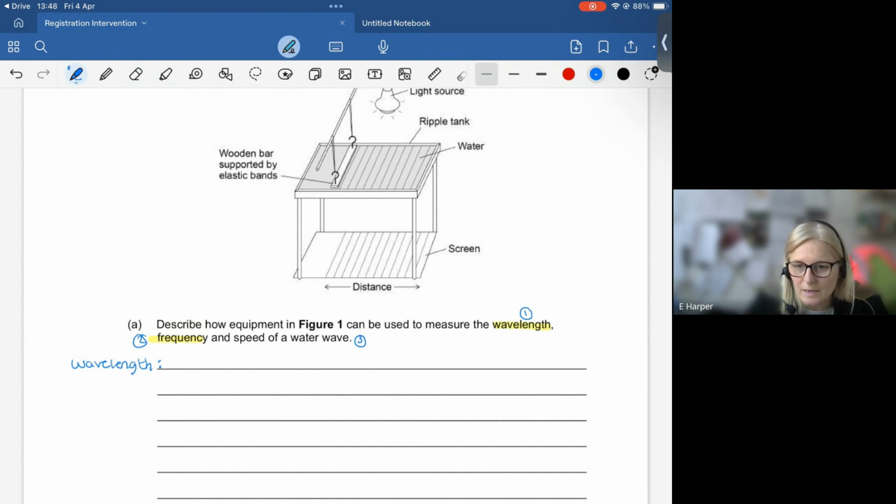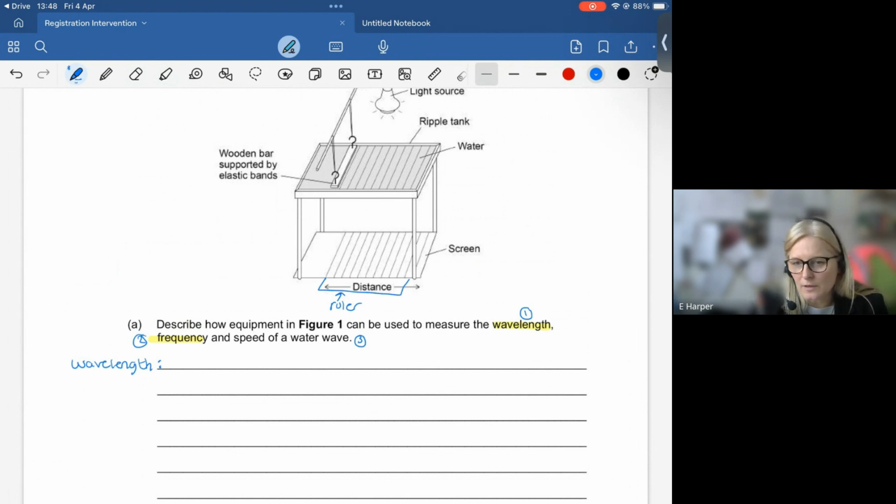So it says distance there, but it hasn't actually said with what. So I'm suggesting we place a ruler next to that screen so we can actually measure distance. Now, the next thing that's quite difficult is the waves are quite small.